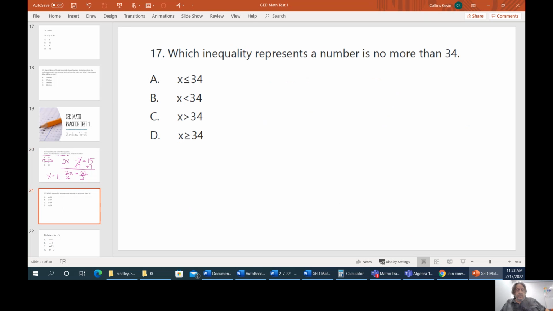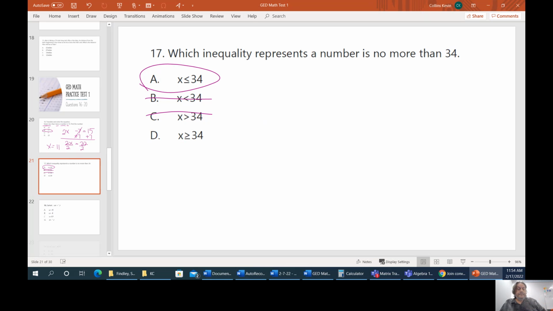Next up, it says, which inequality represents a number no more than 34? No more than 34 means 34 is included. It can't be more than 34, but it can be 34. So these two are out, because they do not include the number 34. No more means it's going to be something that is less than. With these inequality signs, think of the arrow always pointing to the smaller one. So if the number we're talking about is less than 34, the inequality has to point towards the x. So that's our guy there.